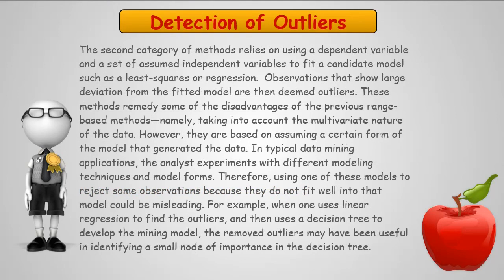Now, a second method would be one where we would use a model that we've actually created on a dependent variable with a set of independent variables that fit that candidate model. For example, like least squares or a regression model. And then observations that show a large deviation from that model are deemed outliers. Let me give you an example. Remember when we looked at our regression model and we showed how one stray outlier point significantly changed the slope of the regression line. And if we did some research into that data point and decided that data point was invalid because it didn't fit well into the rest of the model.